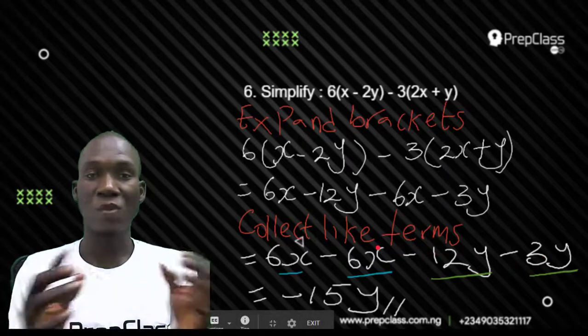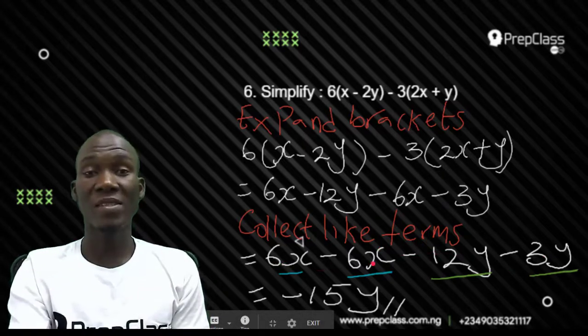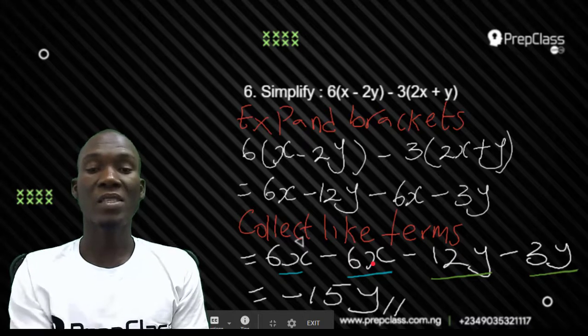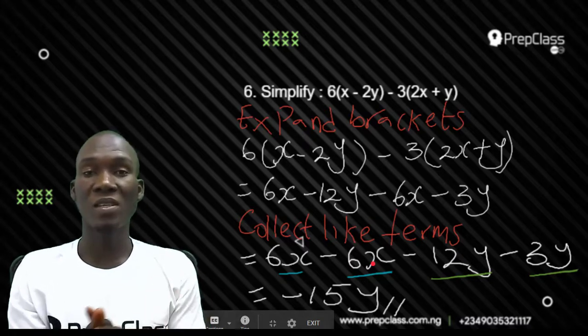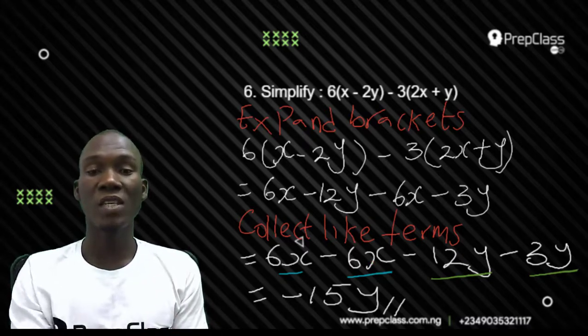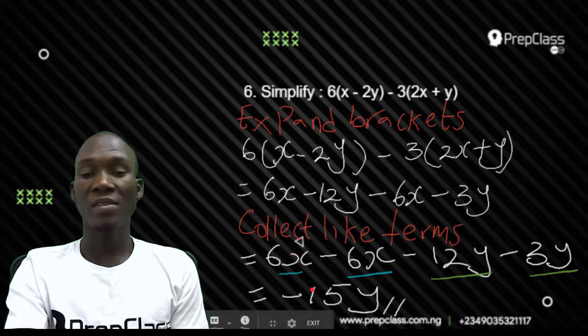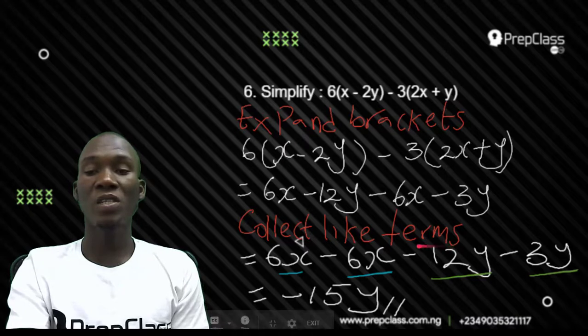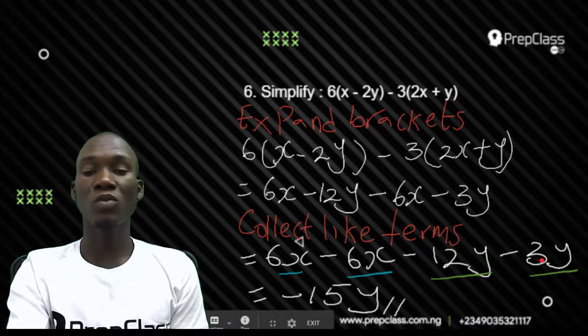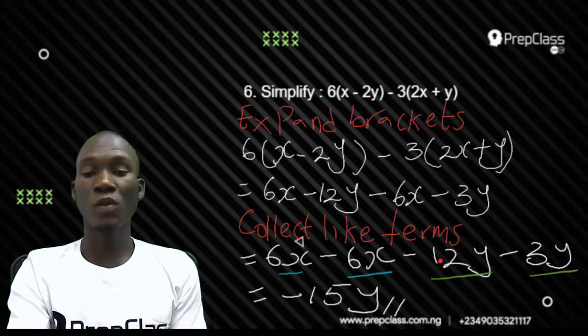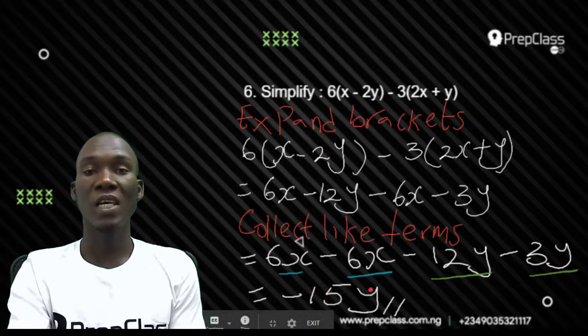Now we simplify further. 6x minus 6x, that will give us 0. That is, if you look at the number 6 minus 6, that is 0. So 0x will still give us 0. So we have 0. Minus 12y minus 3y. So it means minus 12 will be added to minus 3. So minus 12 minus 3 will give us minus 15. So because of the y, it will give us minus 15y.